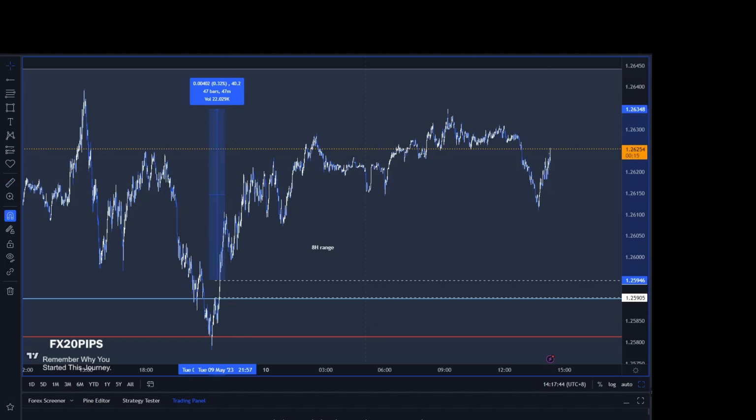And I always say, if you do your budgeting properly, this is 40 pips. And all I need is 20 pips. This level here is enough for me. Anything above is extra.